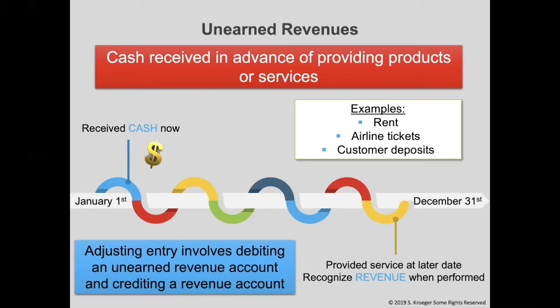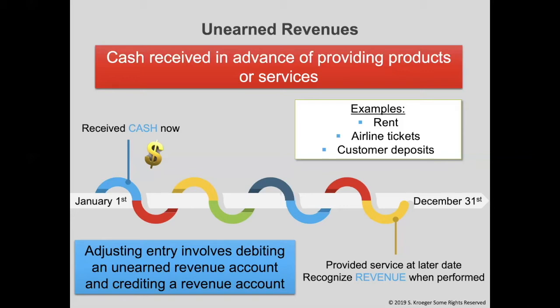This is a little confusing because we are concerned with the second entry and not the first. The first entry, when cash is received, would be a debit to cash and a credit to unearned revenue. Unearned revenue is a liability account and has a credit balance. Therefore, when we receive the cash, we will put the liability on our books.